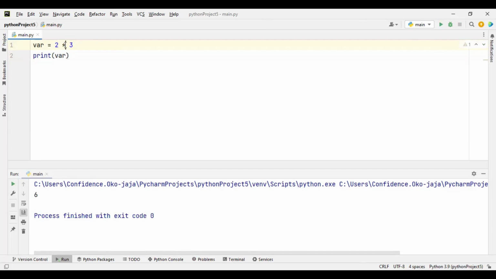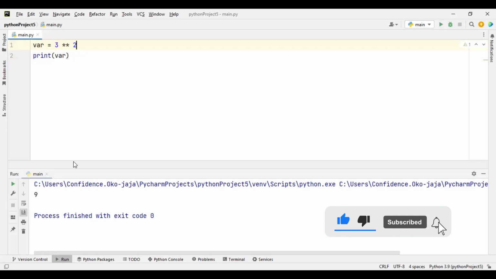The exponentiation operator is just 2 asterisks joined side by side. Please note there should be no space in between the asterisks. So this is equivalent to 2 to the power of 3. And this is different from 3 to the power of 2, and that is equivalent to 9.